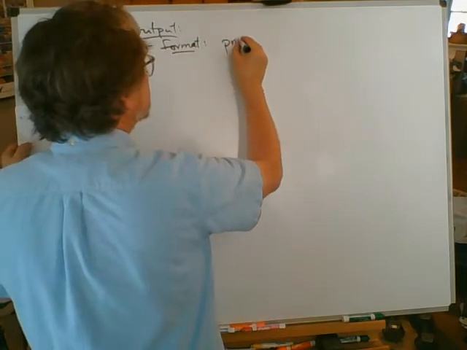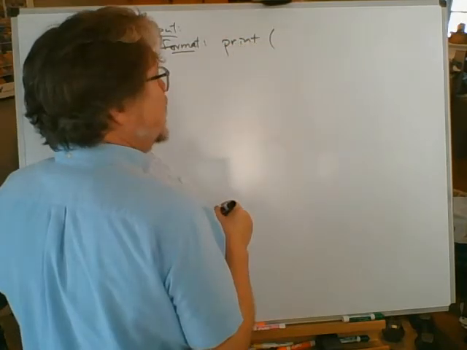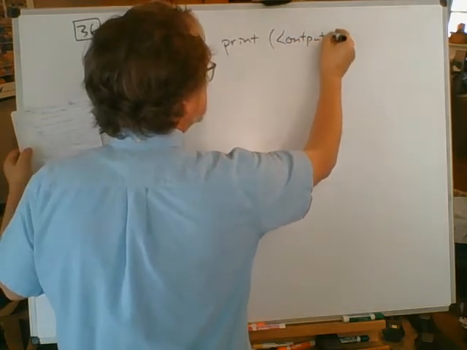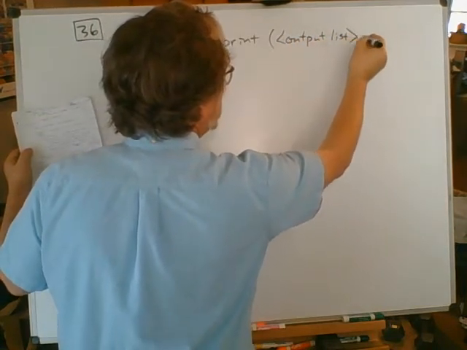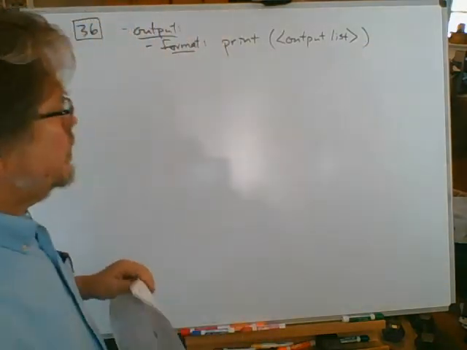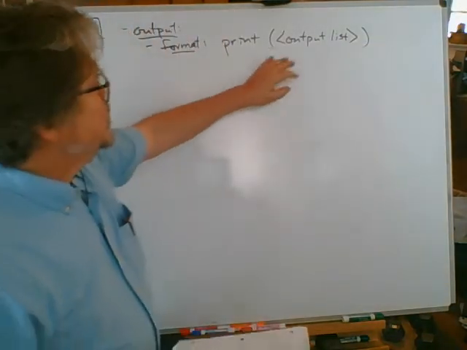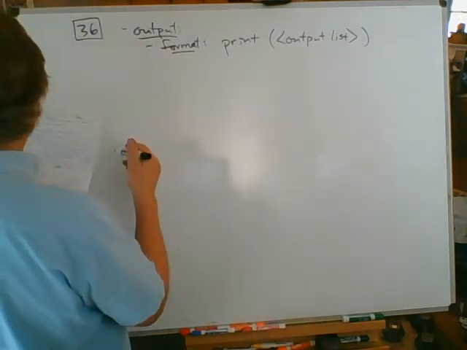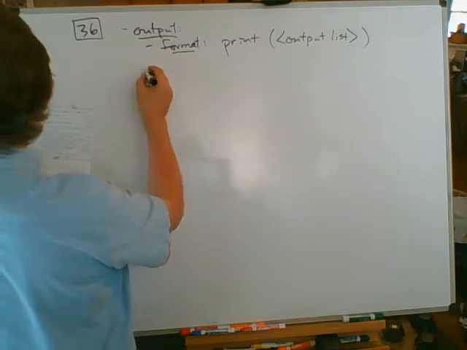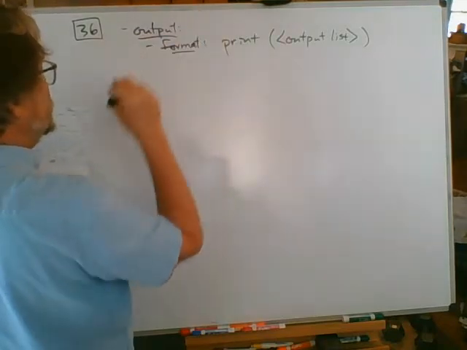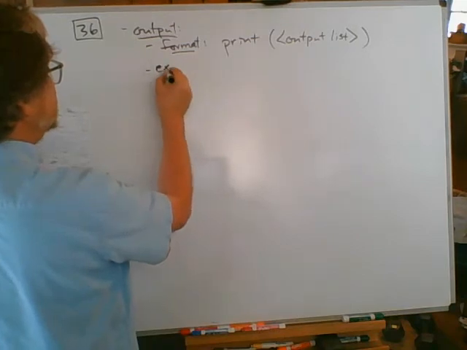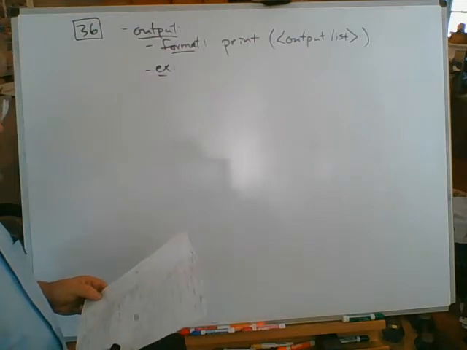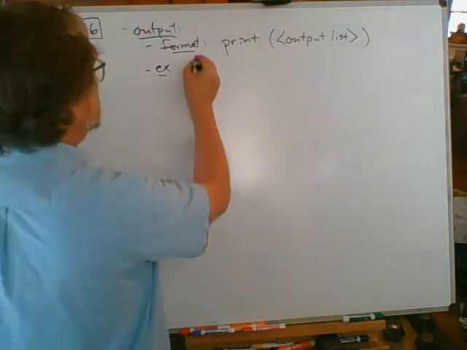Print, the word print, and then parentheses, and in pointy brackets, output list, where output list is whatever you want to print out on the screen. So I've got print, open parentheses, output list token, close parentheses. What's the effect of that? Well, it prints it on the screen. I'm not even going to glorify that by writing down an effect. I'm going to jump immediately to an example. If you want me to write down the effect, I could come back and do that in a future video.